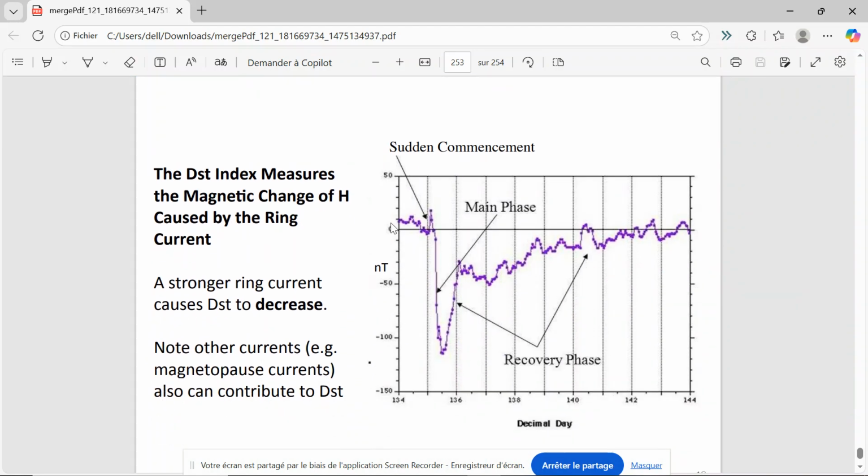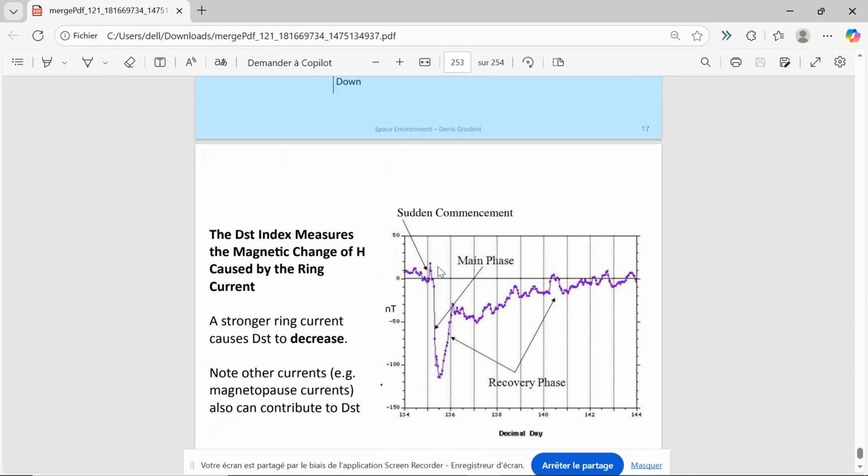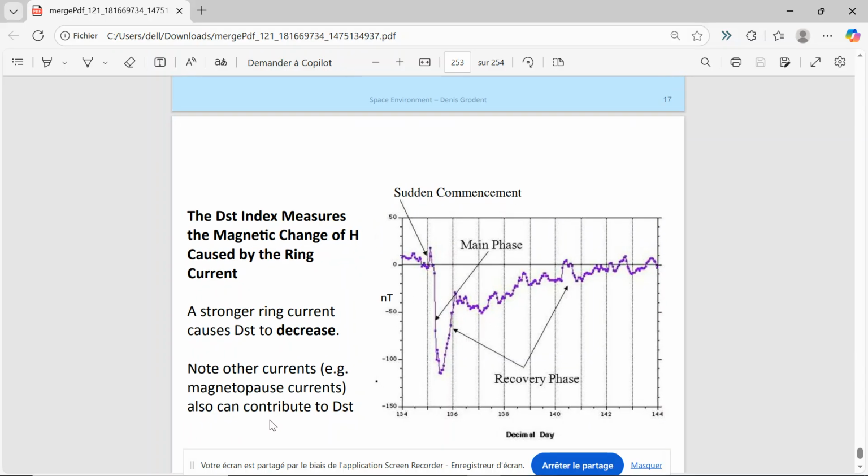The Dst index. We see here that the magnetic field is affected. When we have a storm, we have a reduction in nanotesla of the magnetic field. So this is this drop here. That is the effect of the storm, the effect of this ring current. A stronger ring current causes Dst to decrease.